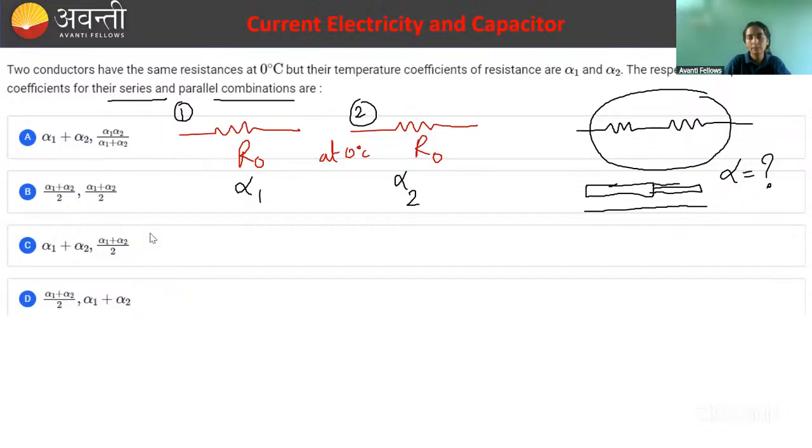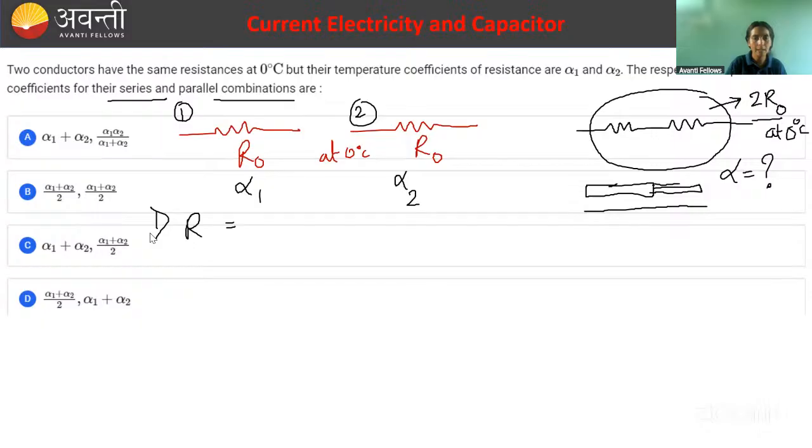Let's say this combined resistor has a resistance of how much? Since we are combining in series, it will have resistance of 2R naught at 0 degrees centigrade. Okay, so let's calculate at any other temperature T what will be its resistance, for 3 cases. So in the first case, if I ask what is the resistance of first conductor at temperature T, ठीक है, so what formula will you write? So resistance at temperature T you will be writing as, let's indicate it by letter R1.